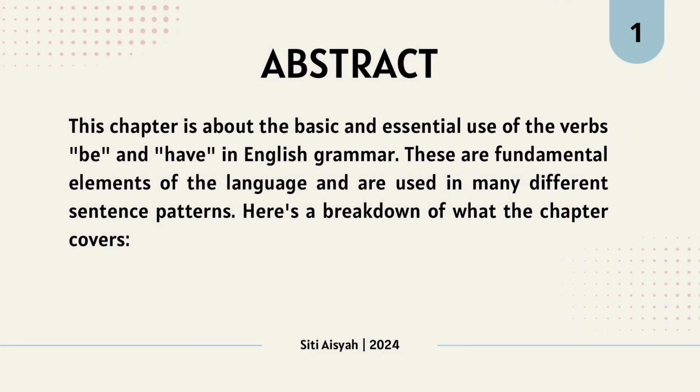This chapter is about the basic and essential use of the verbs be and have in English grammar. These are fundamental elements of the language and are used in many different sentence patterns. Here's a breakdown of what the chapter covers.